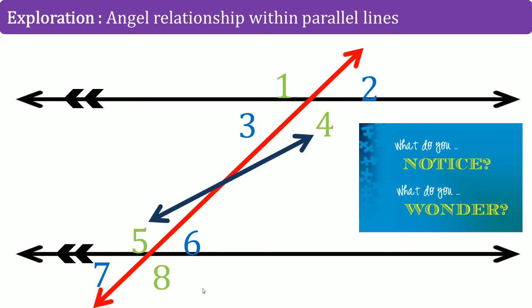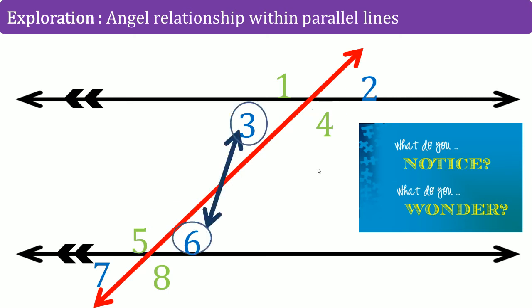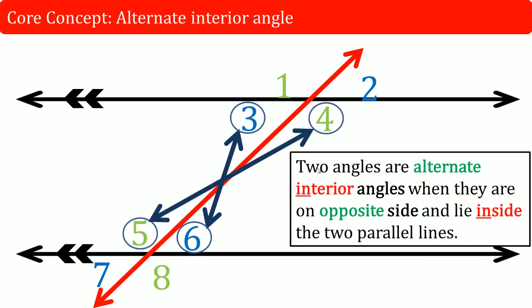What do you notice about these, 5 and 4 and 3 and 6? They're both on the inside. They're the same color. So what does that mean? We would say that the two angles are alternate interior angles when they are on opposite sides and lie inside the parallel lines. So if you take a look, first of all, this is in between the parallel lines, so we call these interior angles. The alternate just comes from them being across the red line. So 3 and 6 are on alternate sides of each other. 4 and 5 are on alternate sides of each other. That's why it's called alternate, because they're on alternate sides and on the inside of the parallel lines. So that's why they call it alternate interior angles.